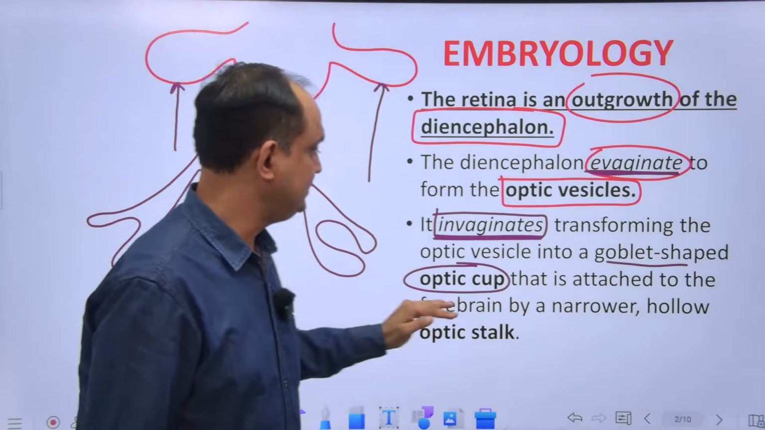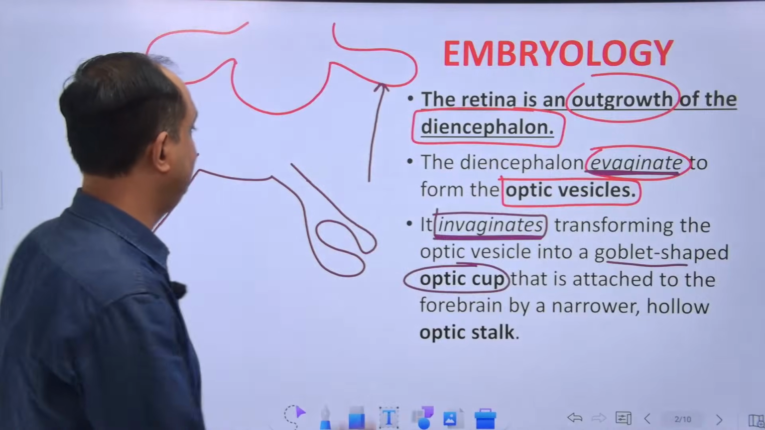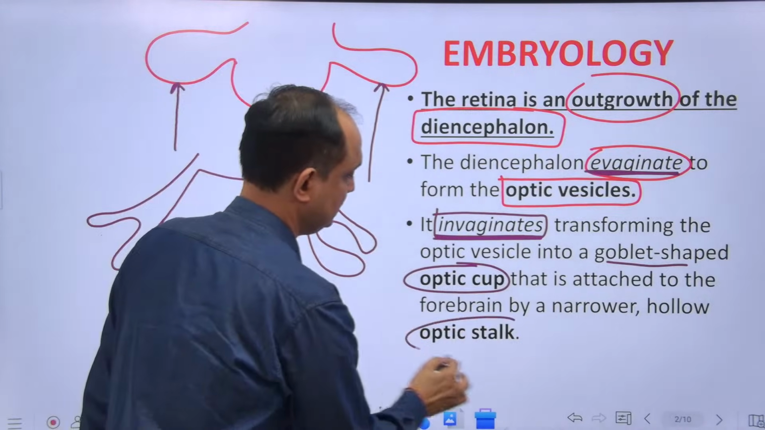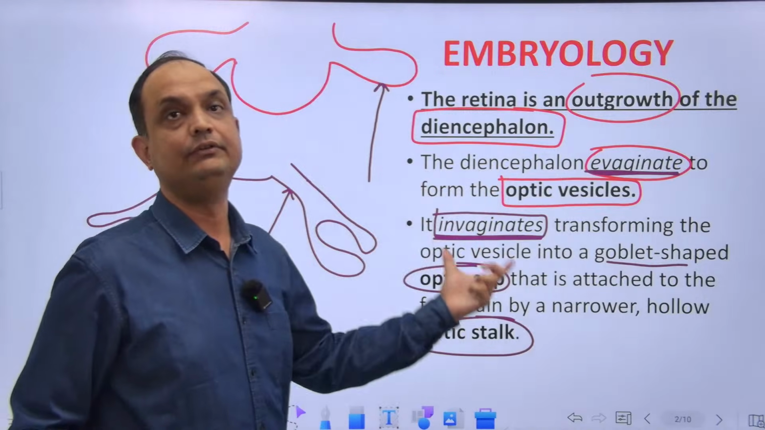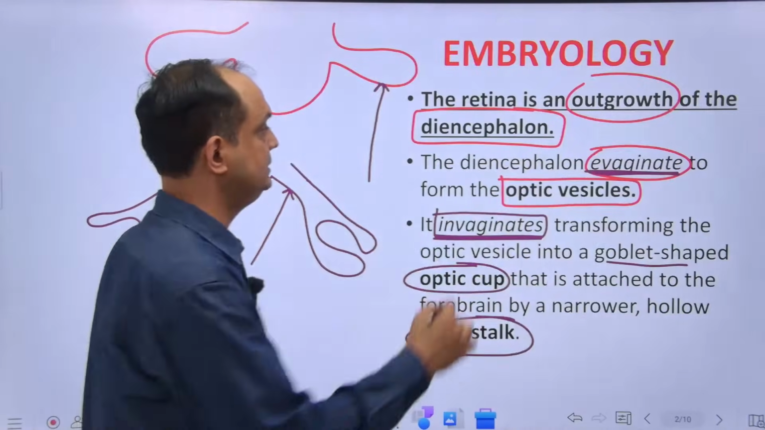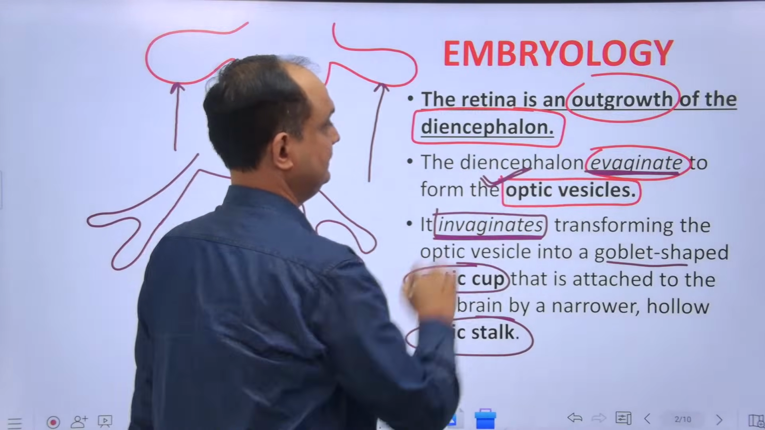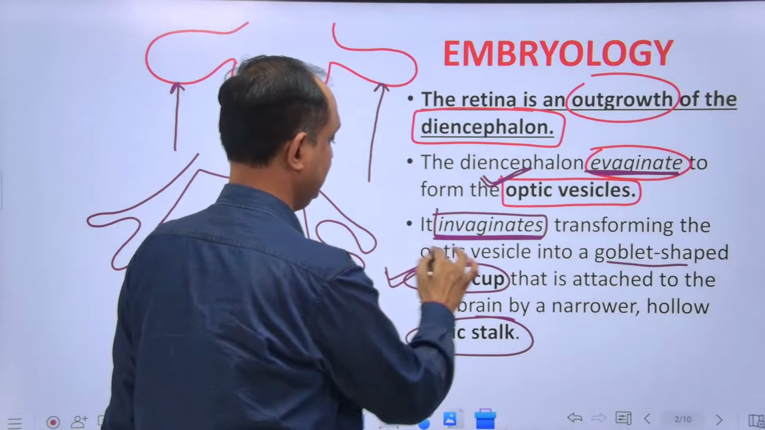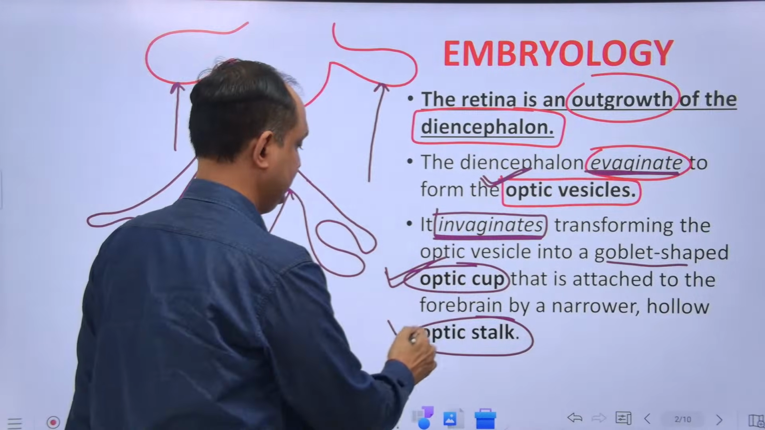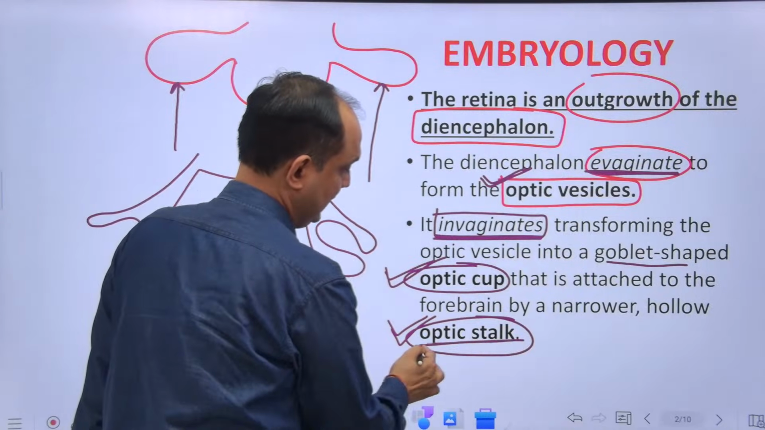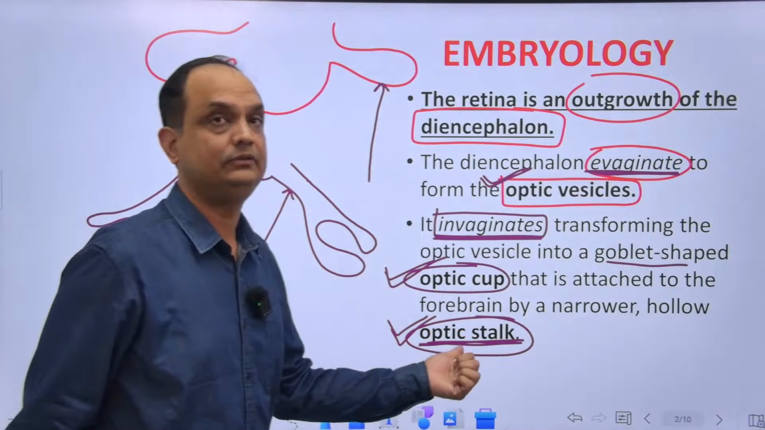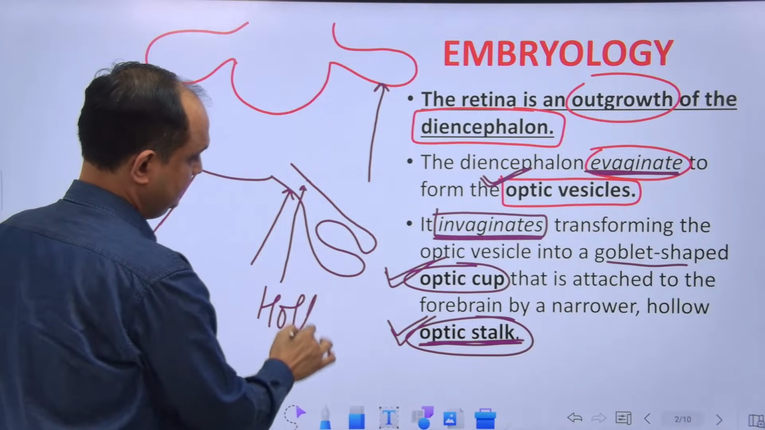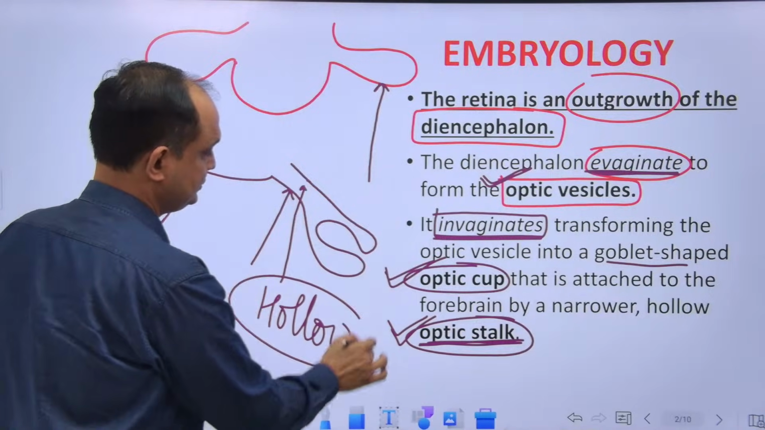Now, this cup is attached to the developing forebrain by a narrow stalk known as the optic stalk. So here three words are important. First is the optic vesicle, that is the outpouching. Then there is invagination to form the optic cup, and lastly the optic stalk. Now you have to understand that this optic stalk is a hollow structure. Initially it is a hollow structure.